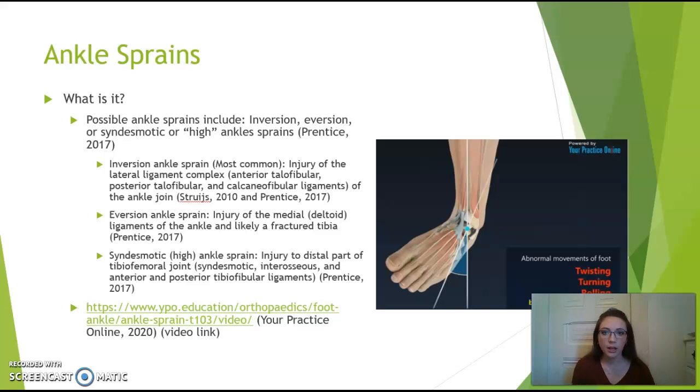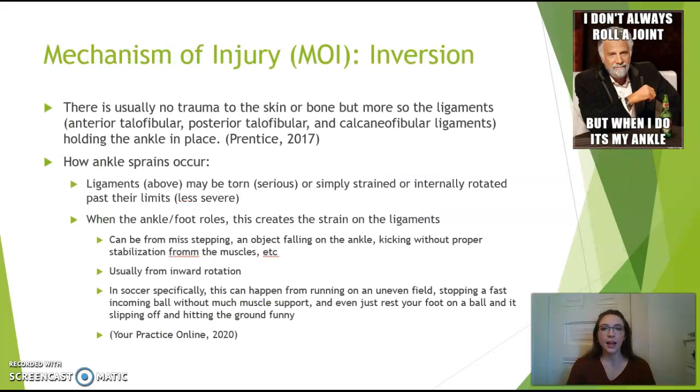When an inversion ankle sprain happens, the anterior talofibular ligament, the posterior talofibular ligament, and the calcaneofibular ligament are injured and torn or stretched in some way. There's a great video explaining it if you have time to watch it. There's usually no trauma to the skin or to the bone, depending on the grade. But the ligaments I previously talked about can be torn or strained or internally rotated in a way that they're not supposed to be, because they're designed to do a certain thing, and if they are overstretched, that can be a problem.